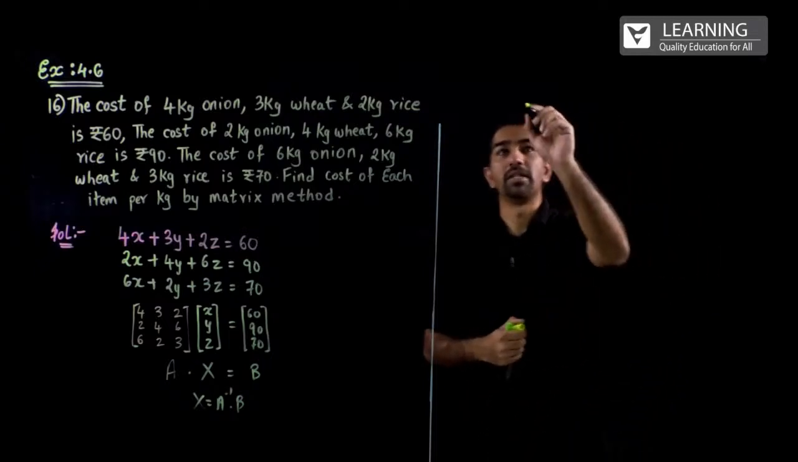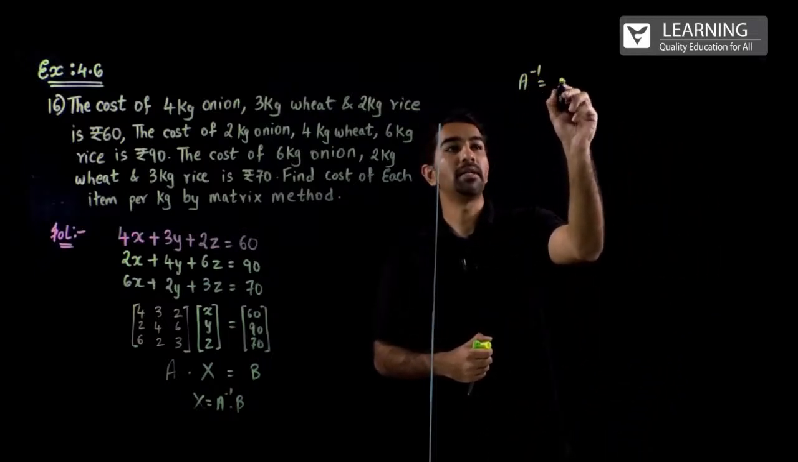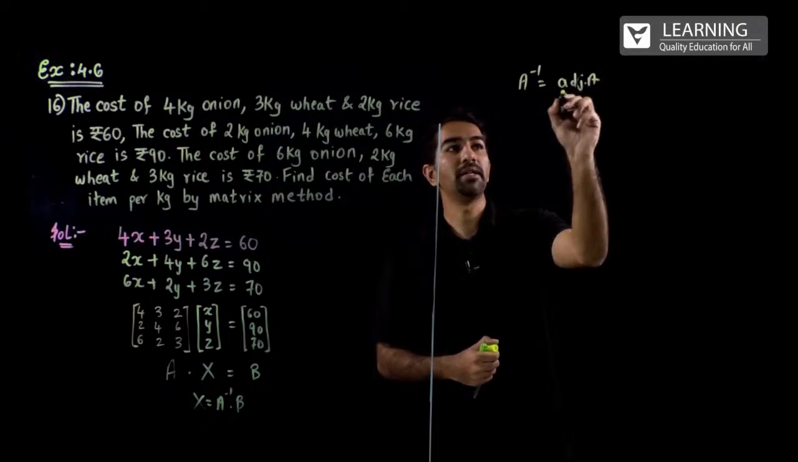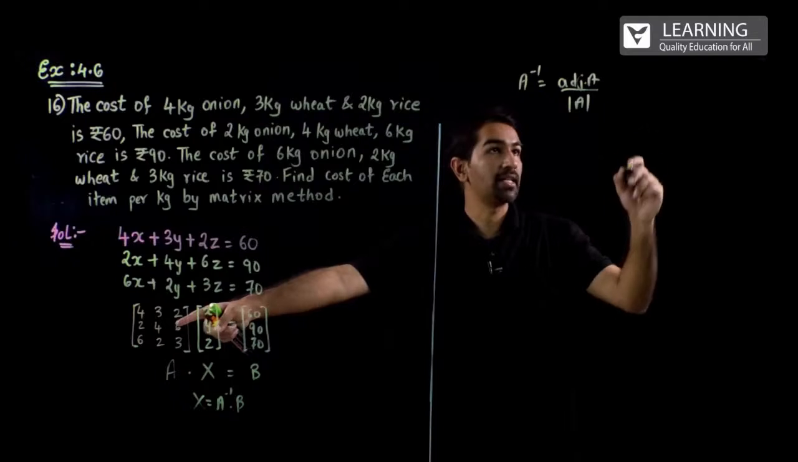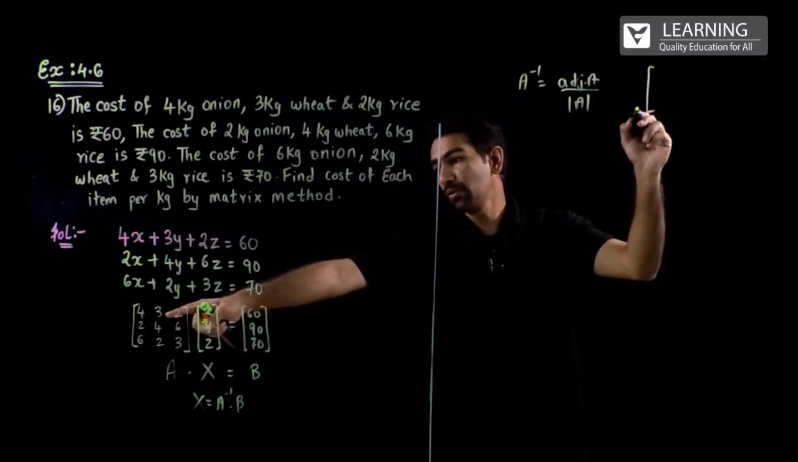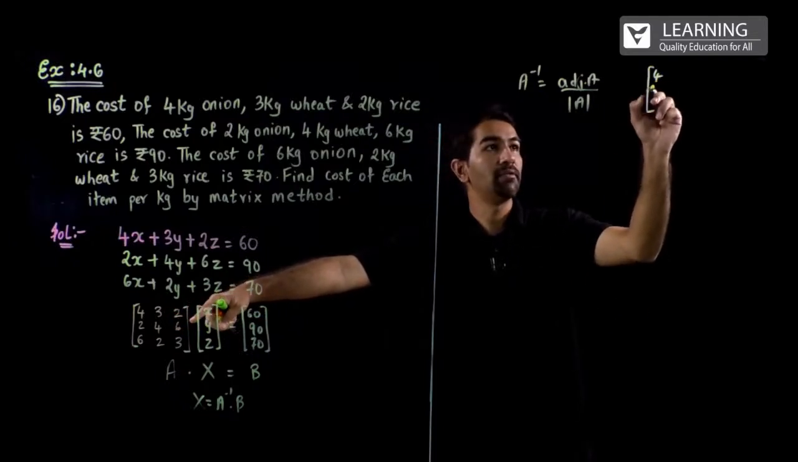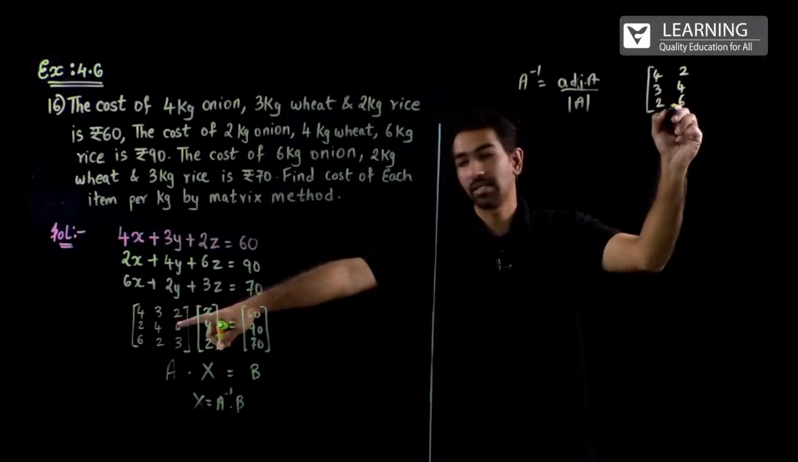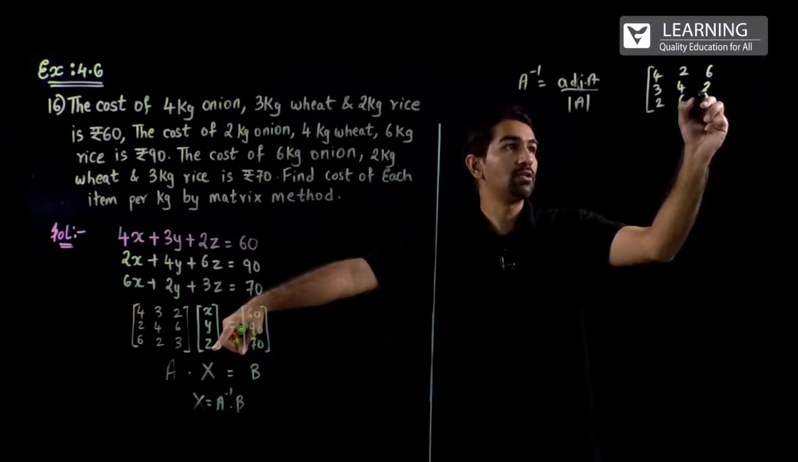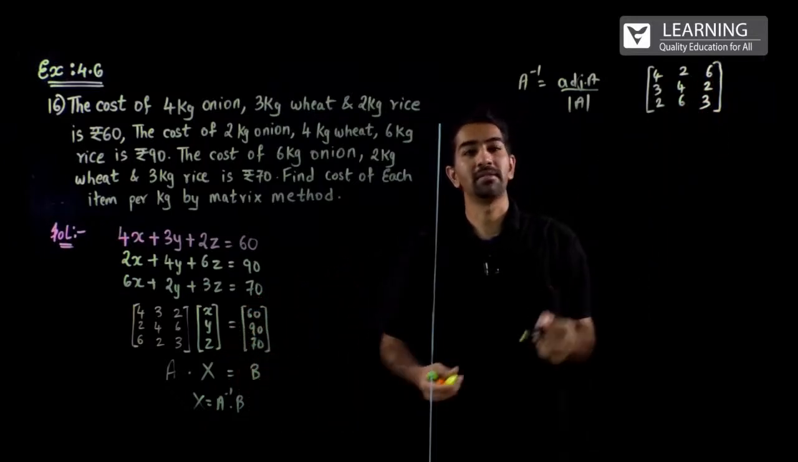So what is A inverse, students? A inverse is nothing but adjoint of A divided by determinant of A. We'll first find out adjoint of A. Directly take the transpose. So 4, 3, 2 is the first row, right? Write it as a column. 4, 3, 2. Next, 2, 4, 6. Next, 6, 2, 3. Transpose is done.